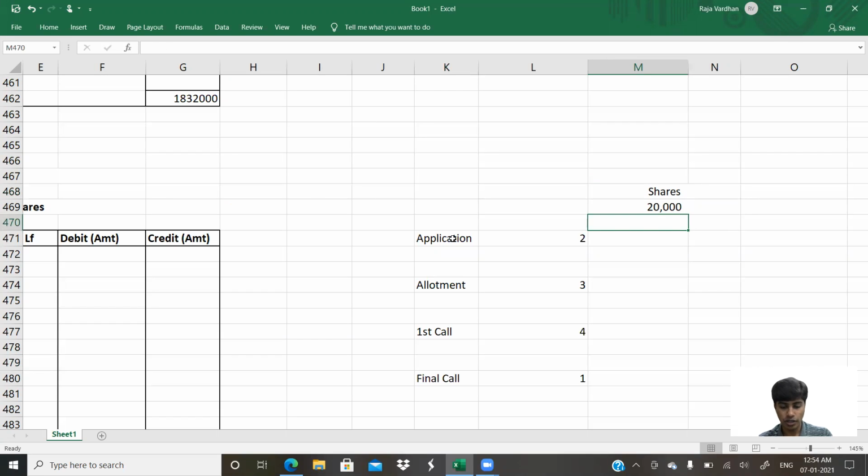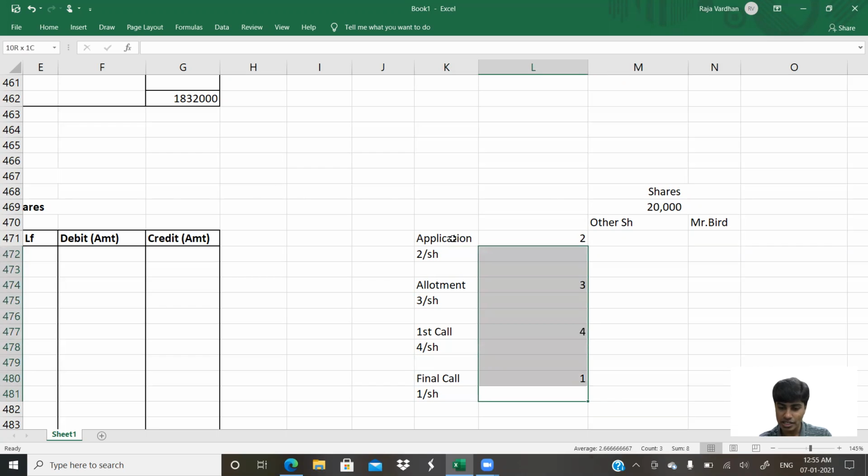Two parts of shareholders. One is other shareholders. Other one is Mr. Bird. Mr. Bird flied away. Okay. Other shareholders, what was due, what was received. I'll write both. Application, 2 per share, allotment, 3 per share, 4 per share, 1 per share. I can straight away do journal entries, but this is with the hope that it will make you understand better.